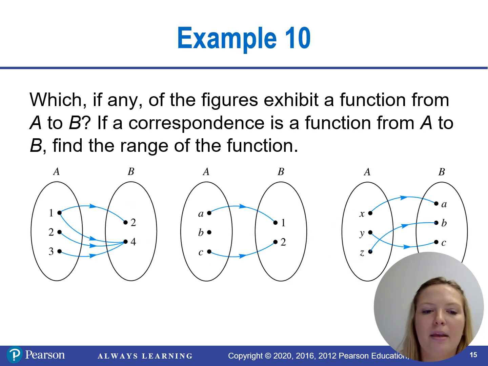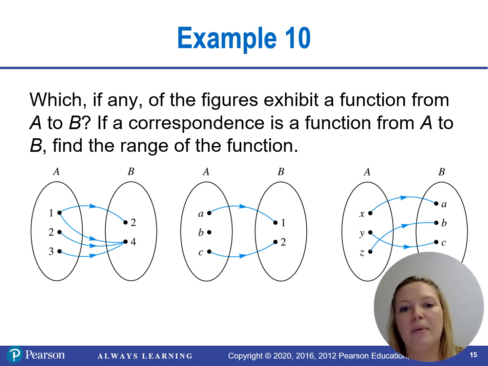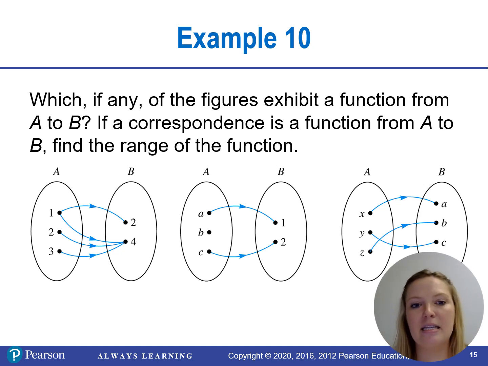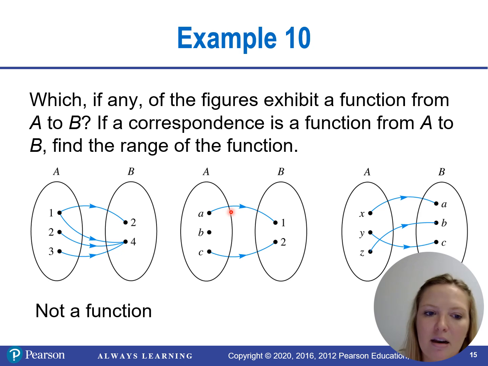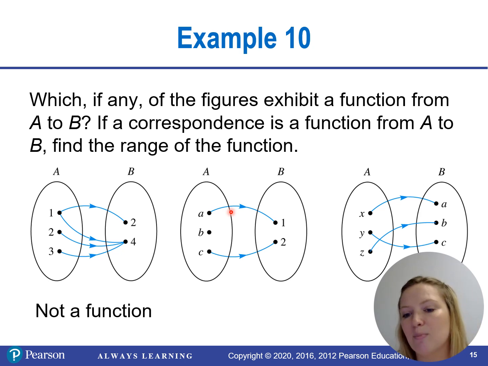Okay, if we look at these potential functions, we need to know, is it a function? If it is, then what is the range? So what are the values that are being output? When we look at this first example, 1 is going to the output 2 and the output 4. So this should tell us automatically that this is not a function because 1 is giving us more than one output.